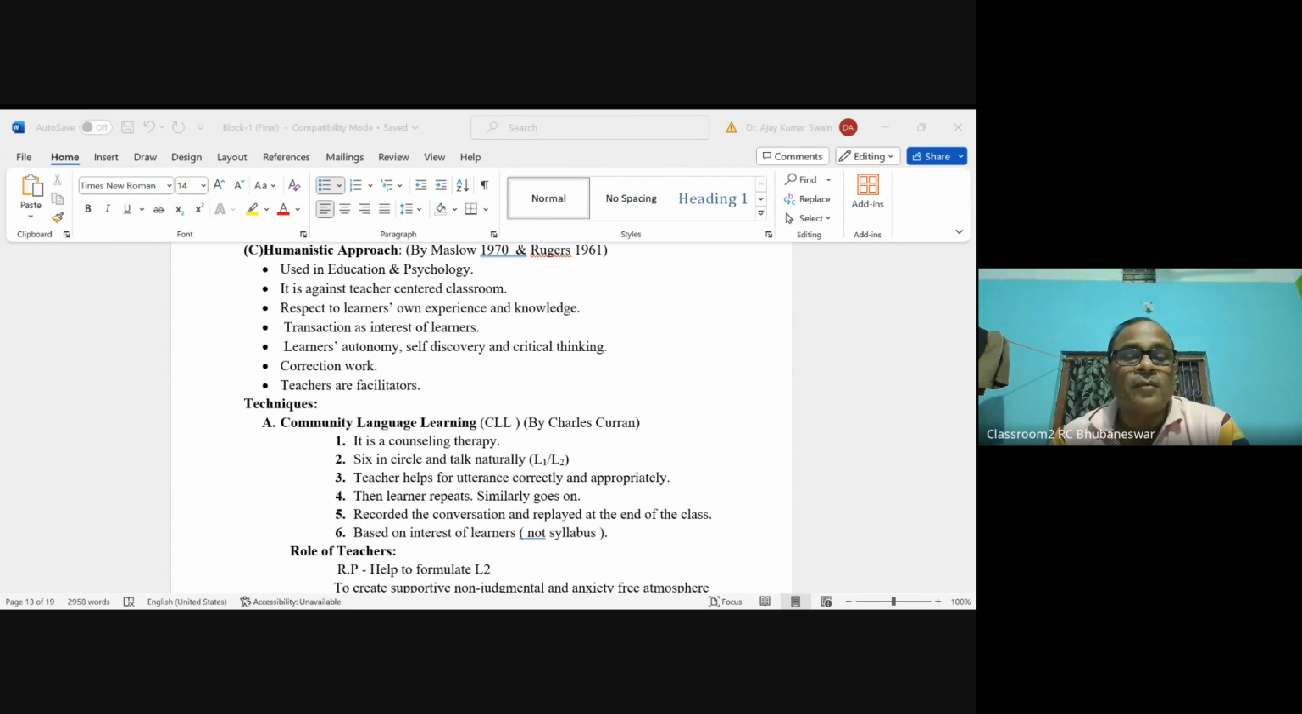Then the conversation is recorded and replayed at the end of the class. When the practice is going on, that should be recorded in a tape recorder or any mobile phone. Then it will be played after the class, so that the learner can realize himself or herself what the fault is. It is based on interest of the learners, not syllabus. So syllabus is not enough. So as per interest of the learner, these activities should be organized. So role of the teacher is here just a resource person. Assist students.